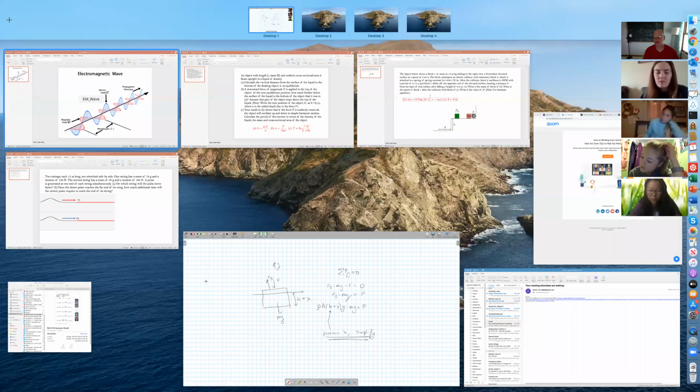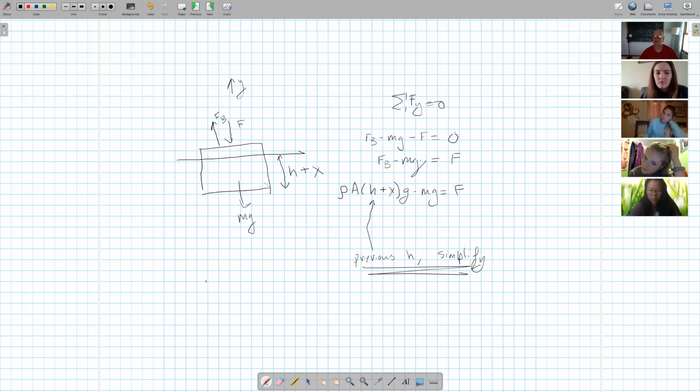So you're just looking at what is the force that you're applying to push it down. Or sorry, no, you're not solving for F. Sorry, you're solving for X. Sorry about that. I misremembered. No, you're solving for X. So simplify for X.